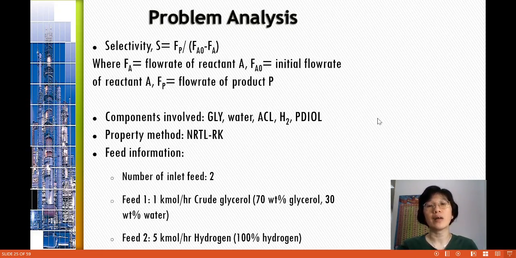Remember, you have to include all of these in the list of components later on. And the property method is RTL-RK, because here we have polar compounds and we have the hydrogen vapor, right? That's why we opt for RTL-RK. And in terms of feed information, remember, we have two feeds. Feed 1 is basically the crude glycerol, consisting of 70 weight percent of glycerol and 30 weight percent of water. And feed 2, the flow rate is 5 kmol per hour, and it is 100% hydrogen.